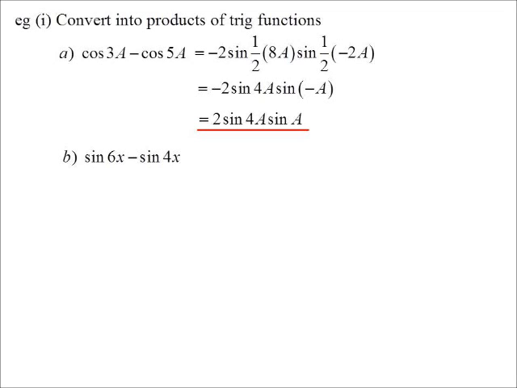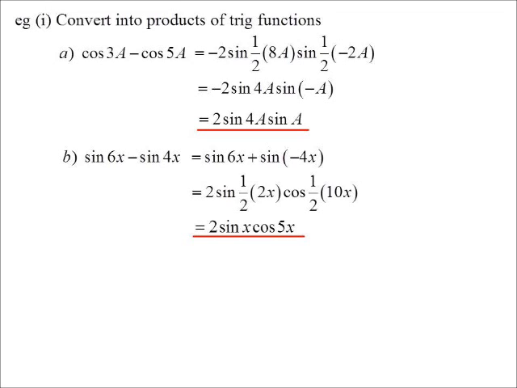Sine minus sine, you notice I didn't have a formula for that one. That's because before I do this one, I change it to sine plus sine of minus 4x. Basically, I'm going back to the same examples I did before, but doing it in reverse. So when I have sine minus, I don't bother with a formula for minus. I turn it into a sum by using the feature of odd functions. And then I know it goes 2 sine half sum cos half diff. And there's our 2 sine x cos 5x.